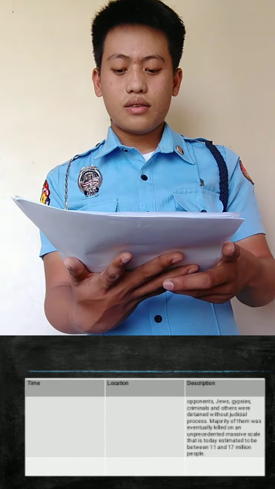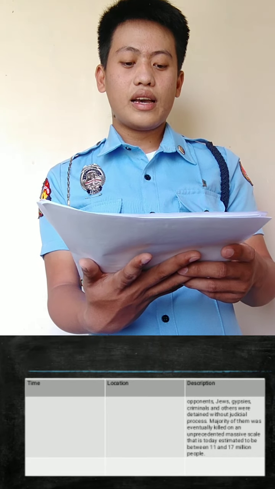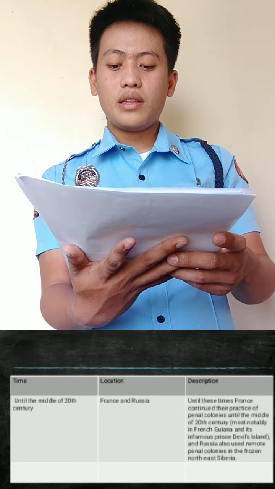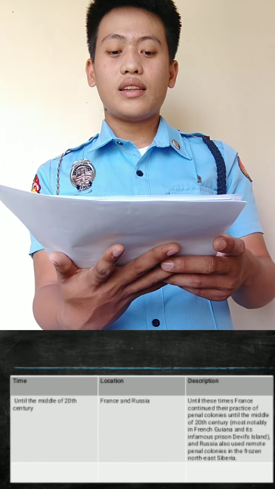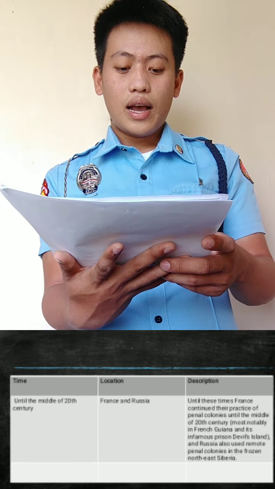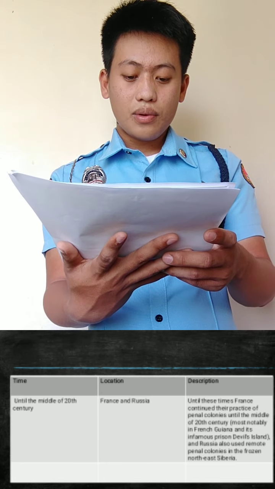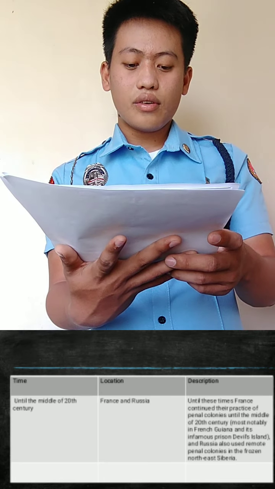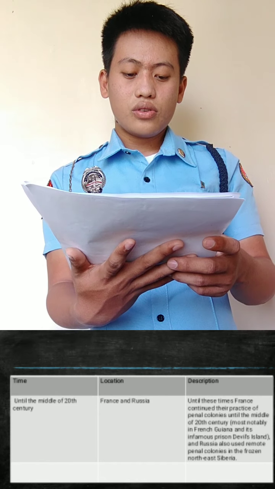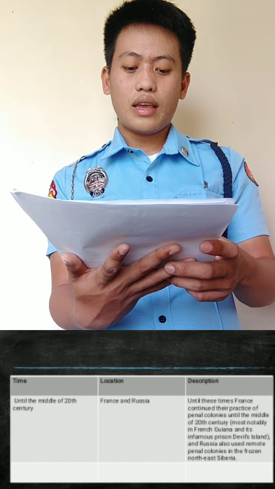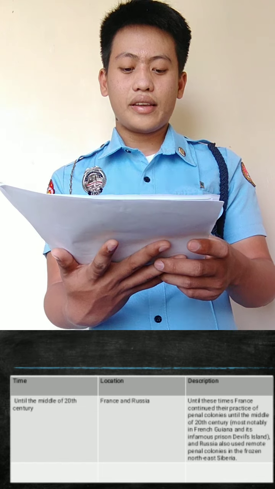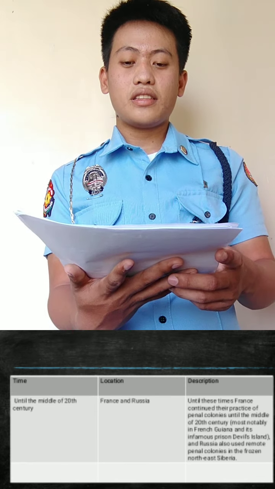In the time of World War II, many prisoners died because of the chaotic environment. Until the middle of the 20th century, France continued its practice of penal colonies, most notably in French Guiana and its infamous prison Devil's Island. Russia also used remote penal colonies in the frozen northeast Siberia. So they would use high technology in sentencing prisoners.